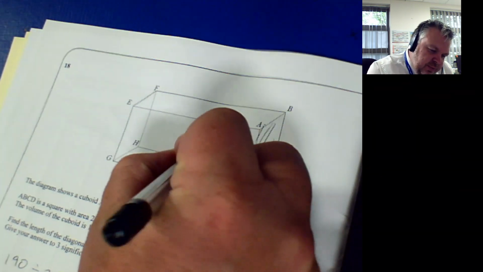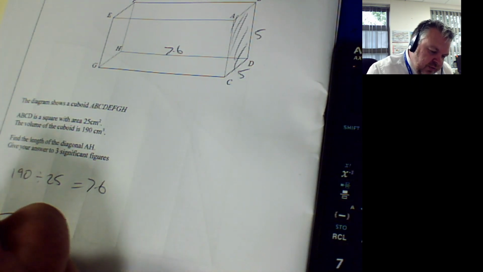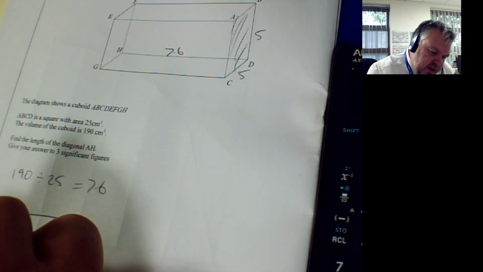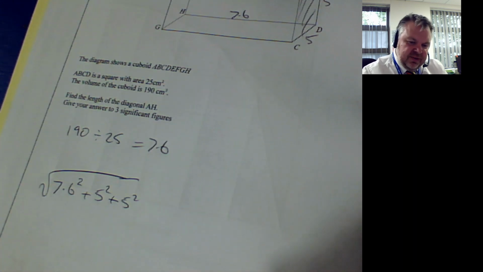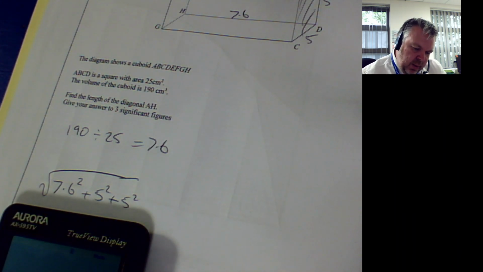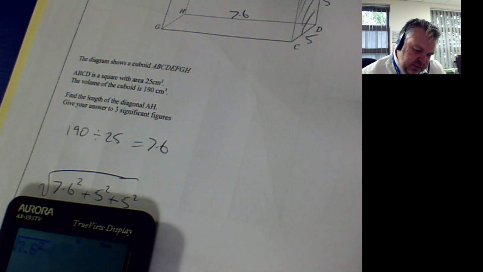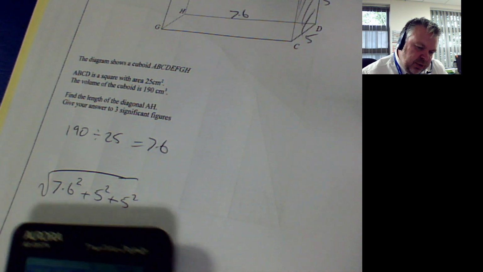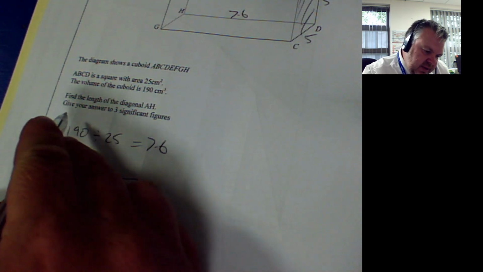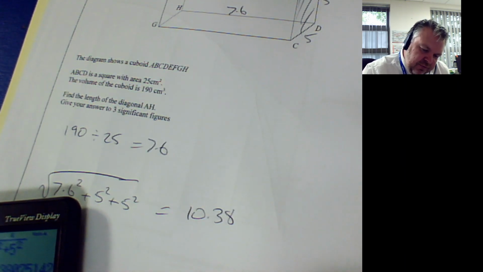So again I can put 7.6 on, and then it's basic 3D Pythagoras. So I'm going to do the square root of 7.6 squared plus 5 squared plus 5 squared. That's all I need to do. Type it in my calculator, and this is nice, quick, 3 marks. 7.6 squared plus 5 squared plus 5 squared equals 10.38. Give your answer to 3 significant figures. 10.38, so that will be 10.4 centimeters.